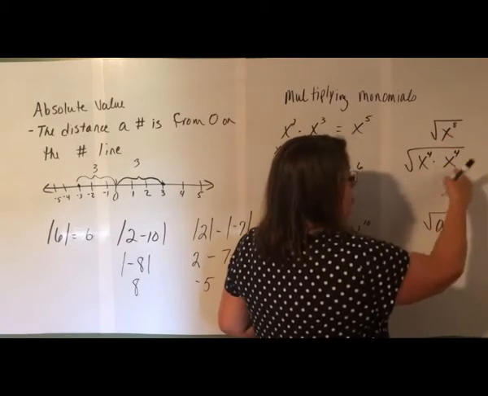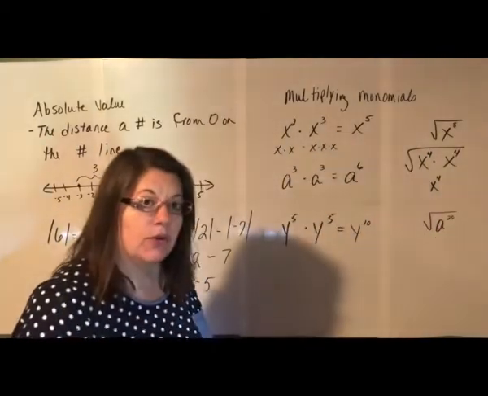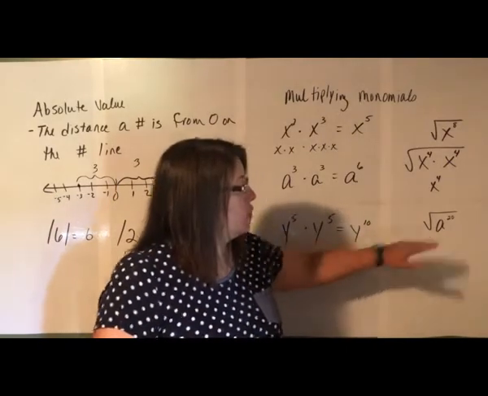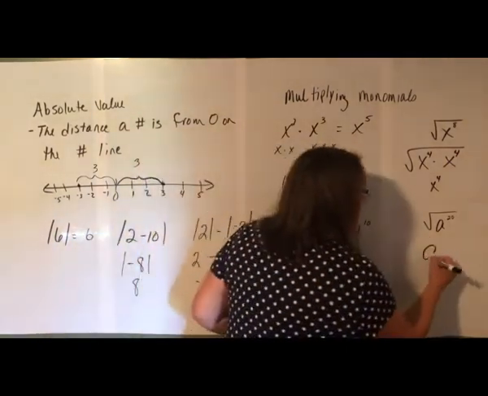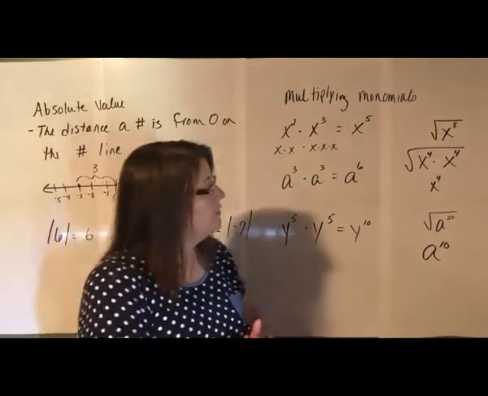So my answer, that shows up twice, my answer would be x to the 4th. So think about it. What do you think this one would be? The square root of a to the 20th would be, hopefully you said, a to the 10th. Okay, so that's our review for this section.